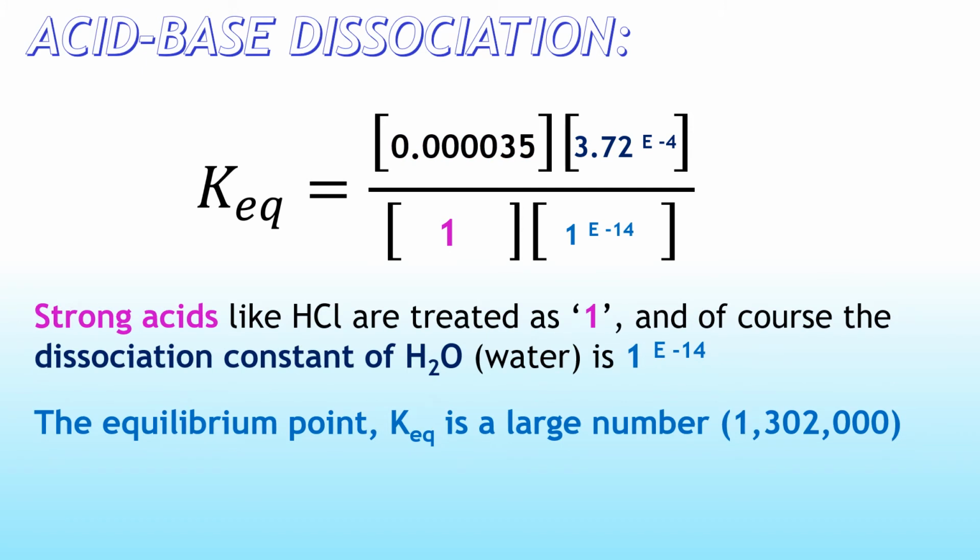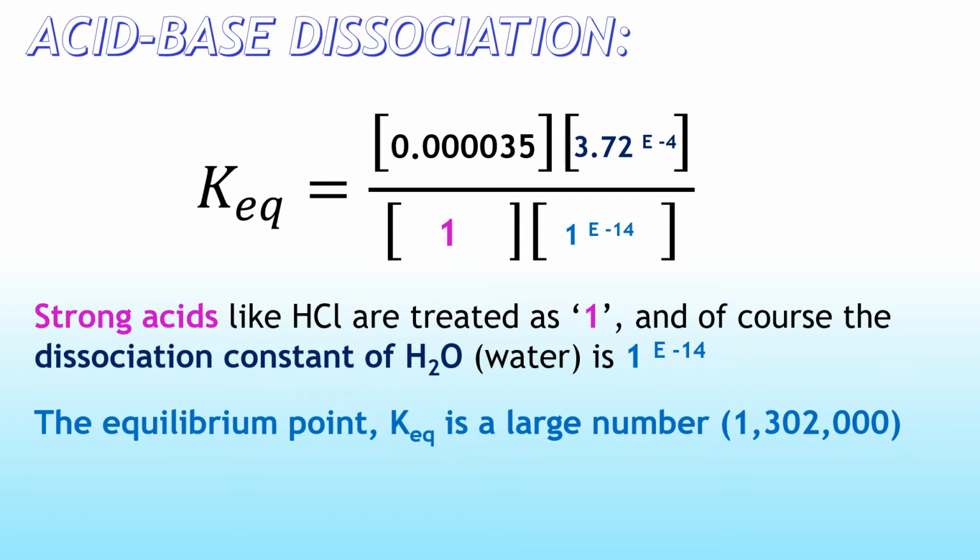Well, the stuff on the bottom, these are the reactants, hydrochloric acid and water. And strong acids like hydrochloric acid are just treated as one. And of course, we just learned that the dissociation constant of water is 1 times 10 to the negative 14th. So we're going to take the product of the top, which we already learned is some tiny number times 10 to the negative 8th, and we're going to divide it by 10 to the negative 14th, which is an even smaller number. And so we end up with a pretty large number. And so the equilibrium point K sub EQ in this case happens to be a large number, 1,302,000.